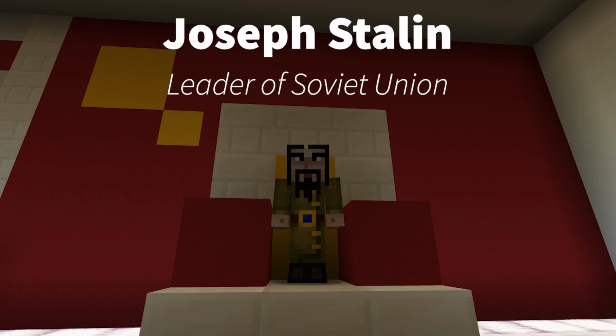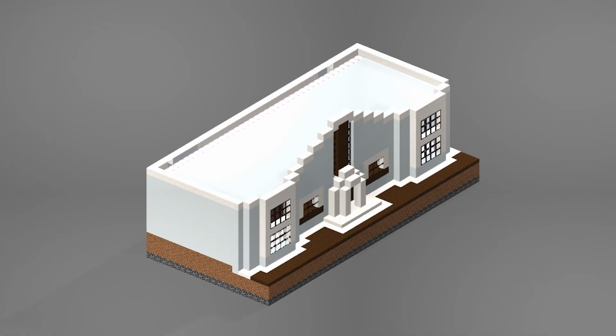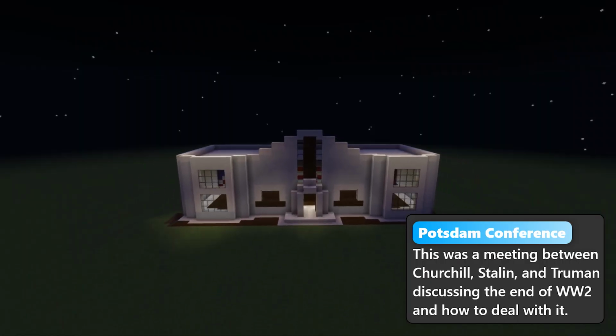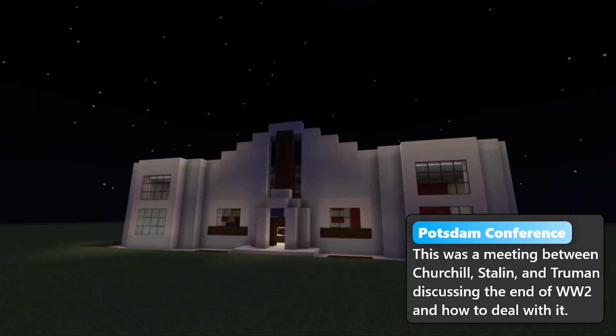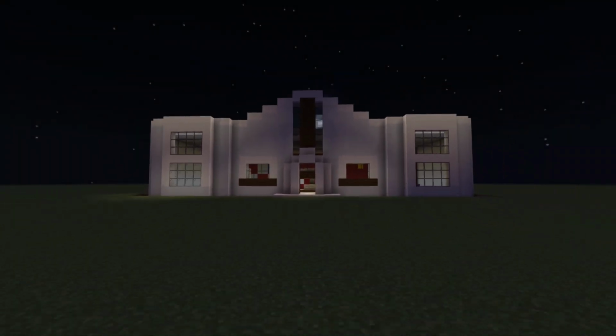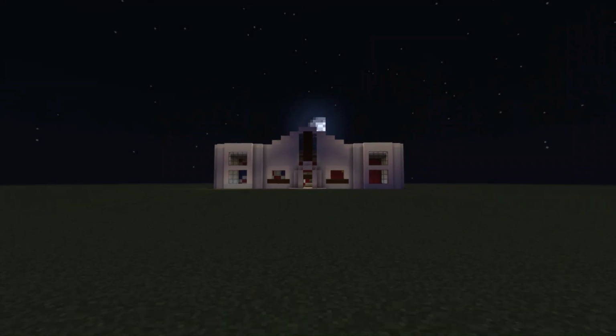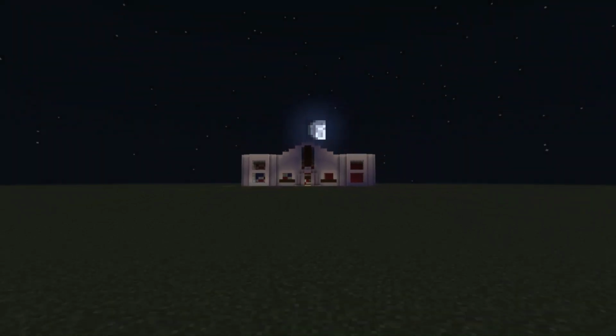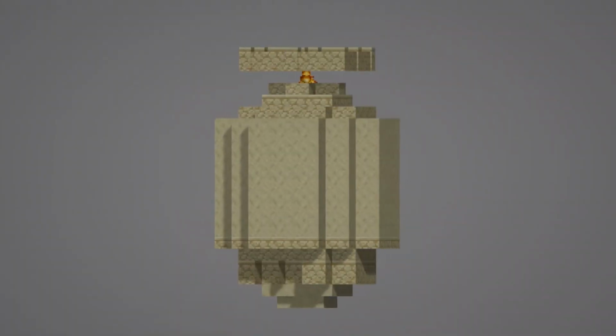So the three main world leaders of the Allied powers met together at the Potsdam Conference. The conference discussed the end of World War II and how to deal with it. It was also the first time the idea of a nuclear weapon was mentioned. Shortly after, we had the bombing of Hiroshima and Nagasaki, with the bombs Little Boy and Fat Man.